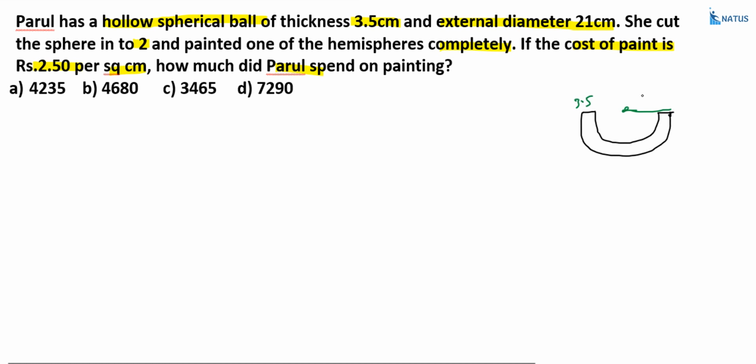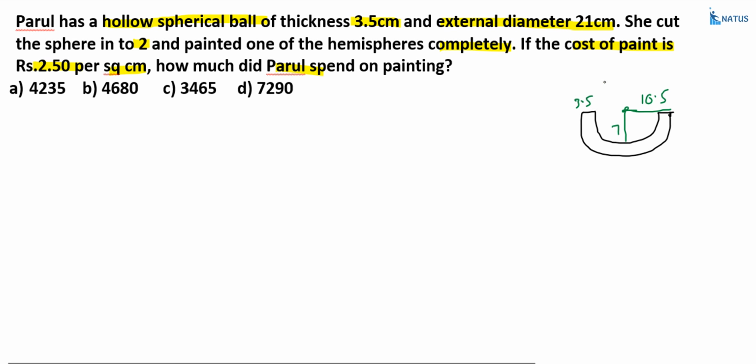So what is the radius? This is equal to 10.5 centimeters. And this thickness is 3.5 centimeters. So what is the inner one? That is equal to 7. The radius of the outer circle is equal to 10.5 centimeters. The radius of the inner circle is equal to 7 centimeters. And the thickness is equal to 3.5 centimeters, right? If you consider, that is like a hot tennis ball. Okay, a hollow tennis ball, the thickness is very high.